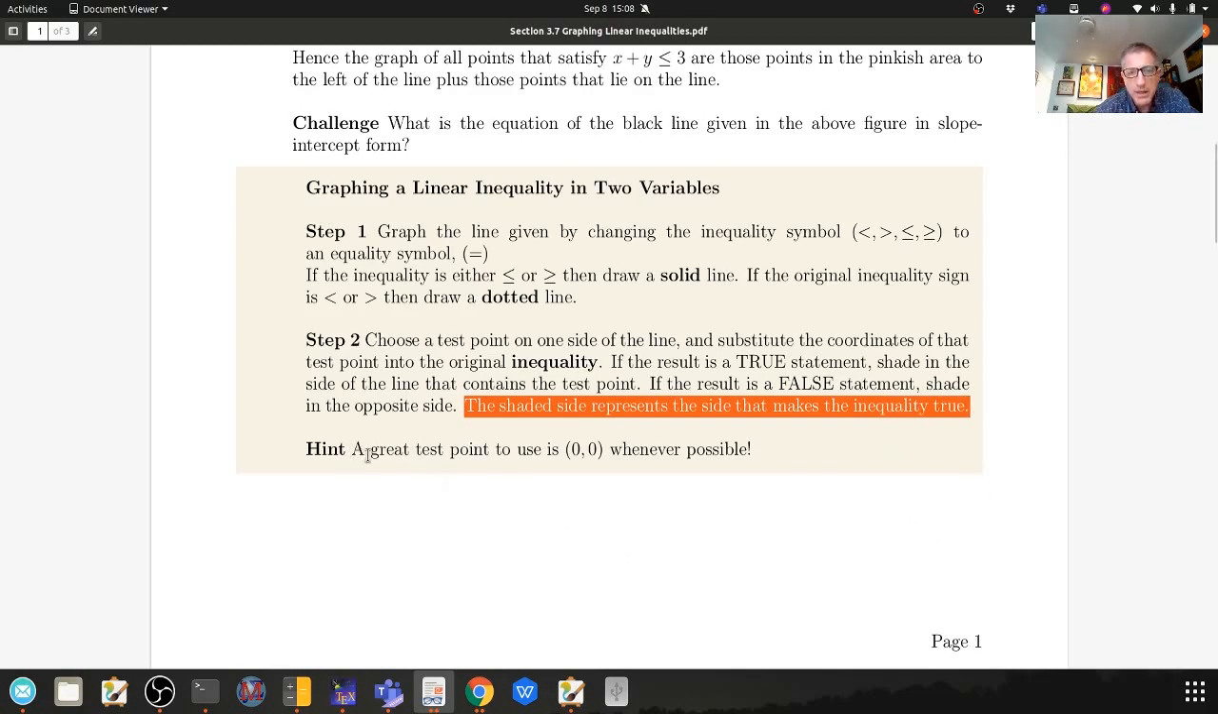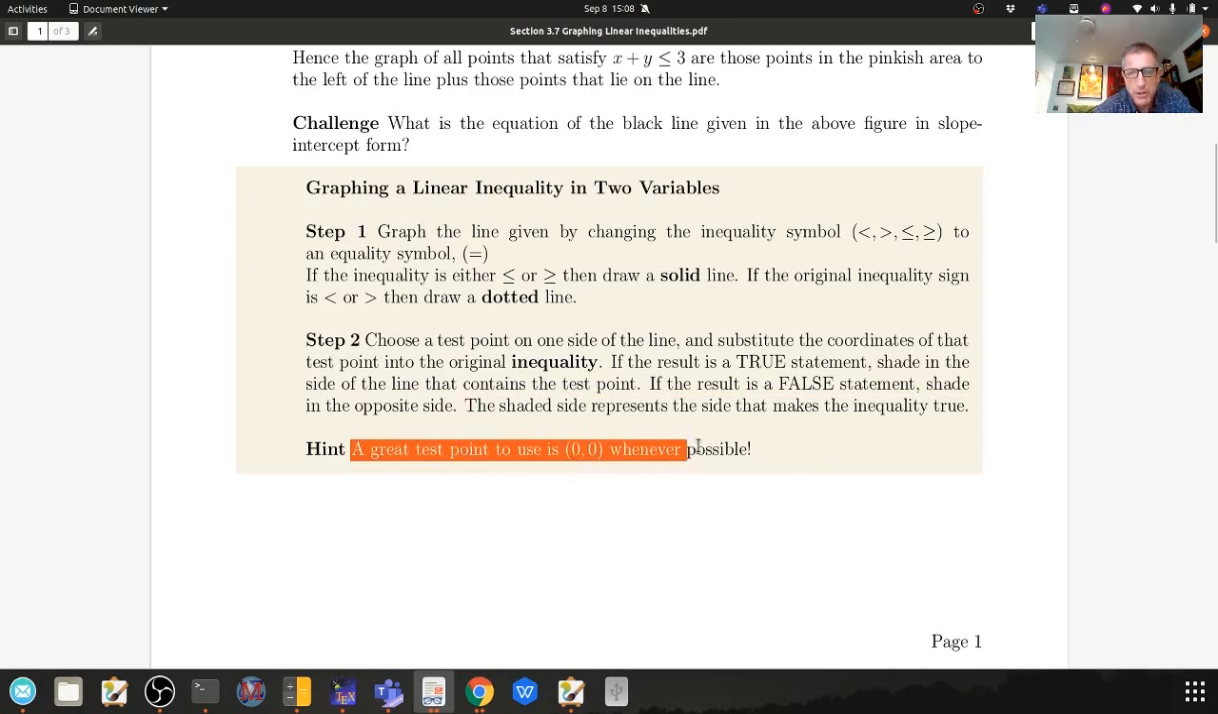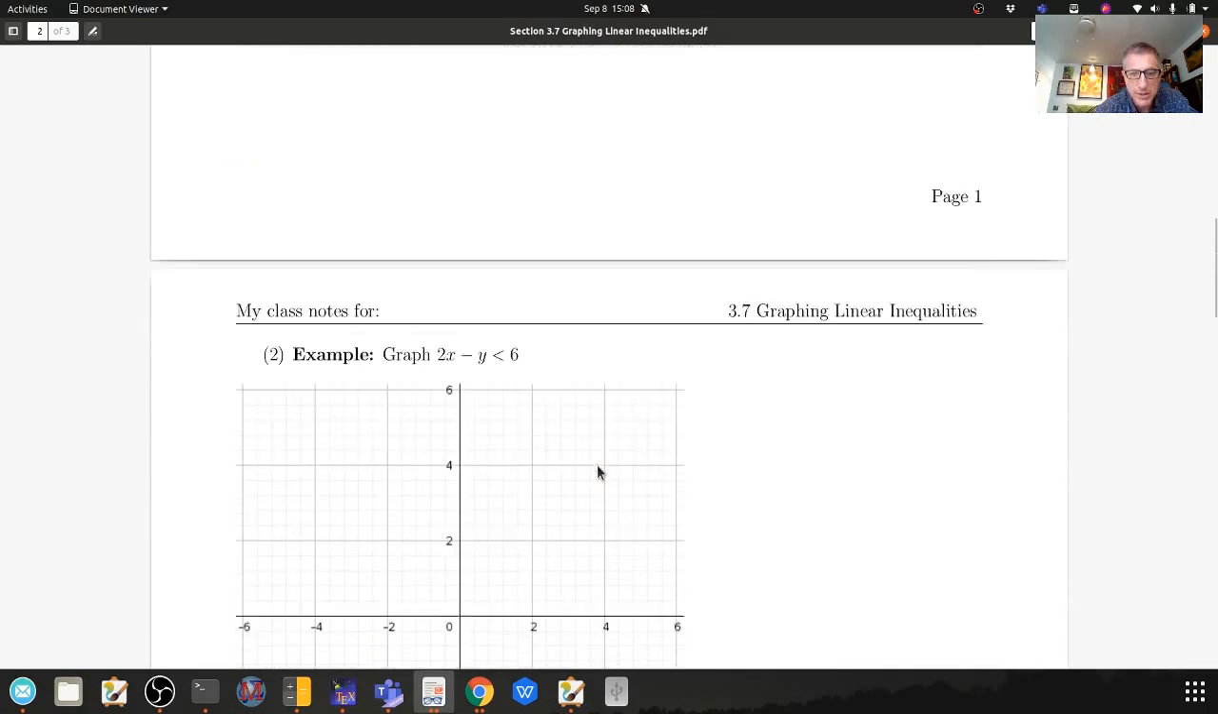And here is the best test point to use, and it can be used in every case unless the line goes through the origin. You can't use a point on the line; you have to use a point that's not on the line. And the best test point is (0, 0). That's the easiest to do.